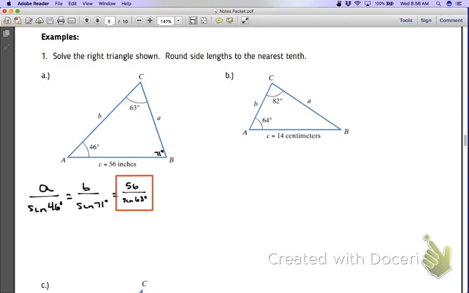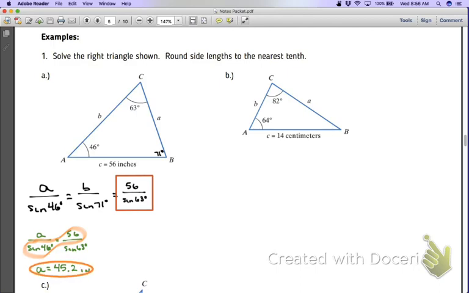So all I'm going to do is take A over sine of 46 degrees equal to 56 over sine of 63 degrees. All I'm going to do is cross multiply. I'm going to take 56 times sine of 46 degrees, close it, keep that value in the calculator, and divide by sine of 63 degrees, close the parenthesis, and I'm going to get a value for A of 45.2 inches.